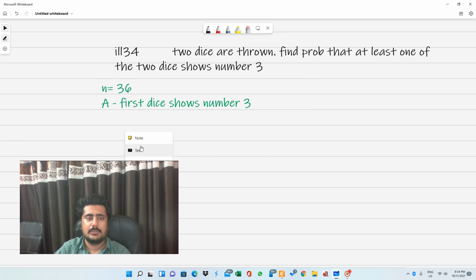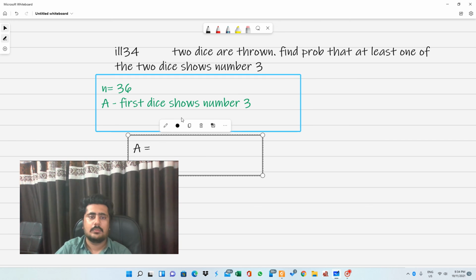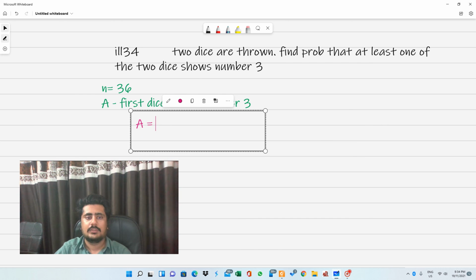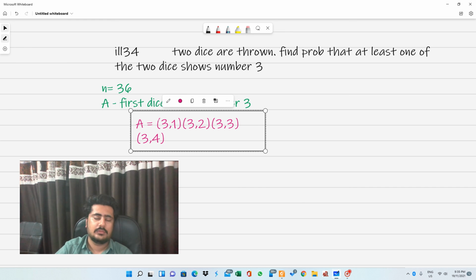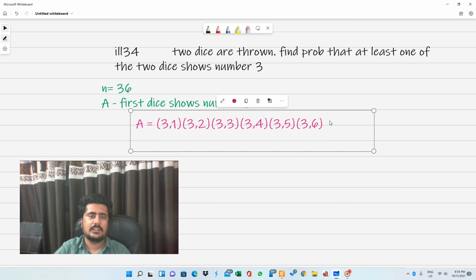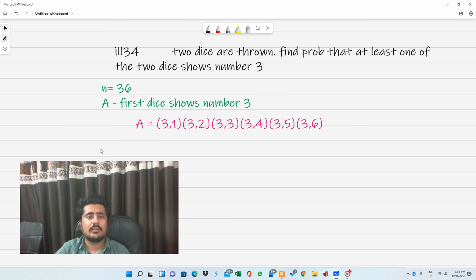Now my A will be: first dice shows number 3. So it is 3 1. See, first dice is having 3. It's 3 2. It's 3 3. It's 3 4. It's 3 5. It's 3 6. So 3 1, 3 2, 3 3, 3 4, 3 5, 3 6. It is first dice shows number 3.